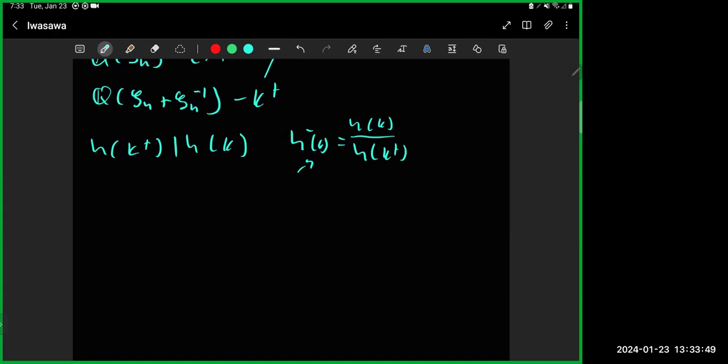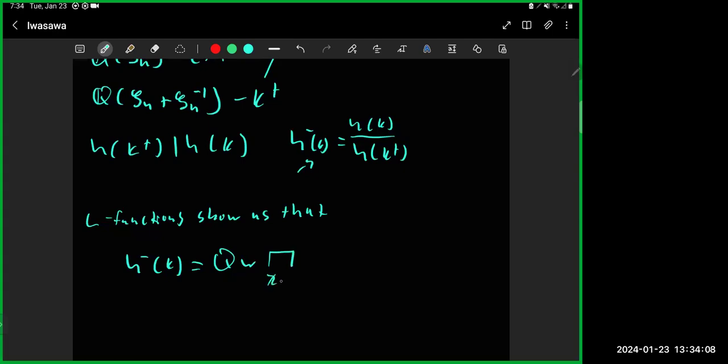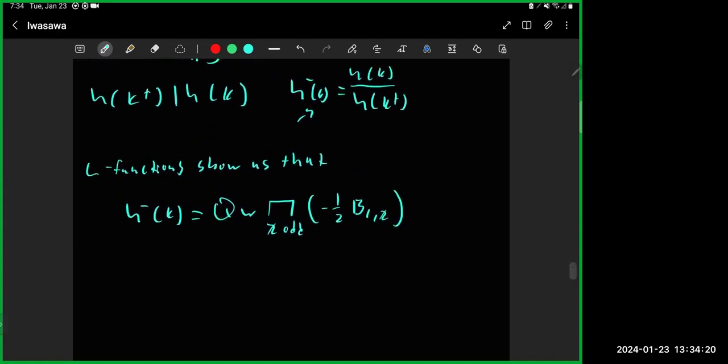Specifically, what L functions show us is that H minus of K for some CM field K is equal to Q W times the product over all odd chi of minus 1/2 times something called the generalized Bernoulli numbers, and I'll explain everything in a second. Okay, so first things first, let's define what everything is here.